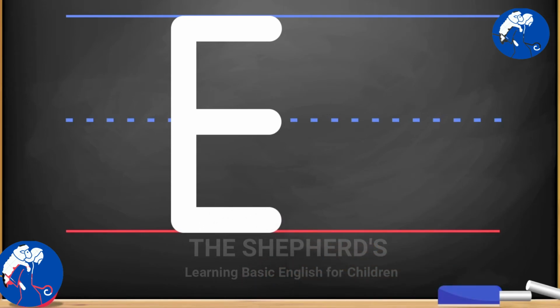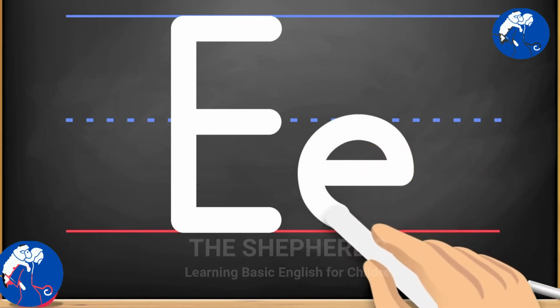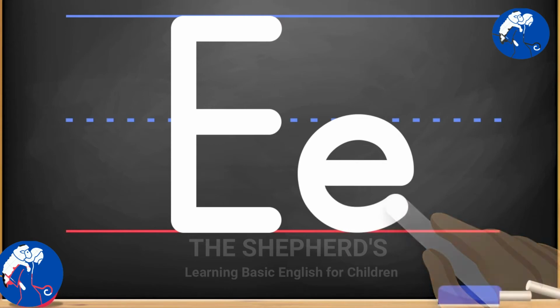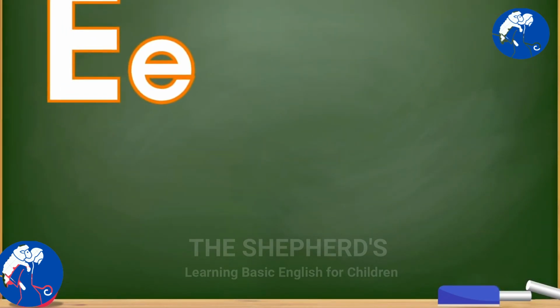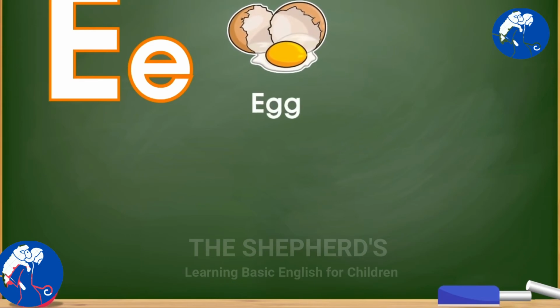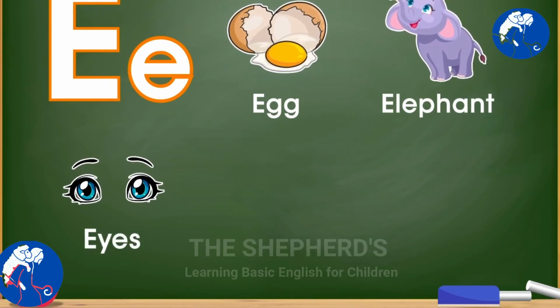Lowercase e. Across, pull back and around. Looking good! E is for eyes.